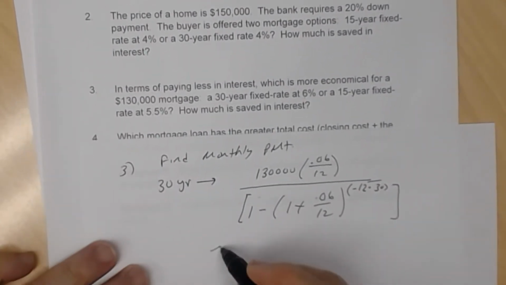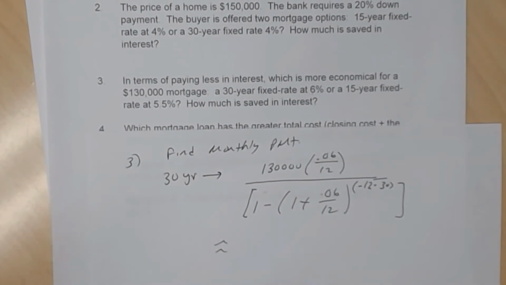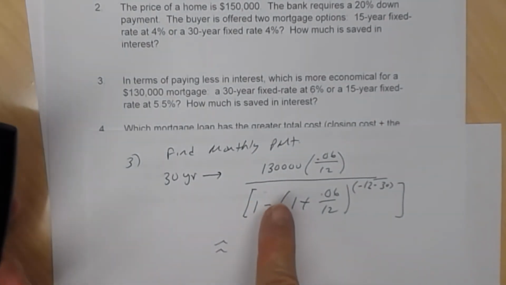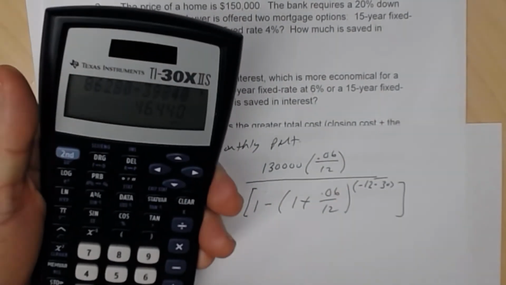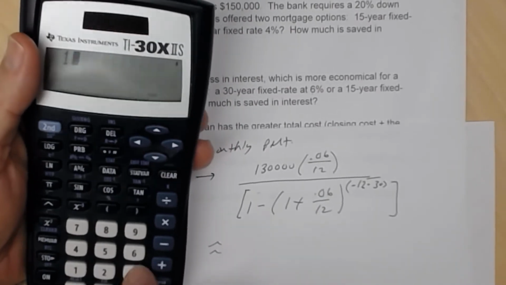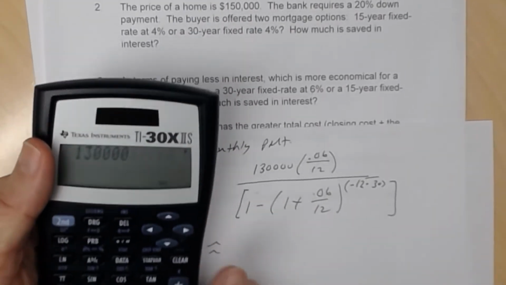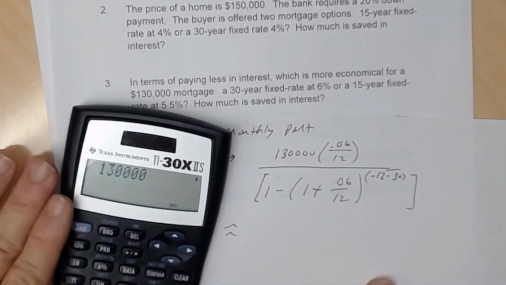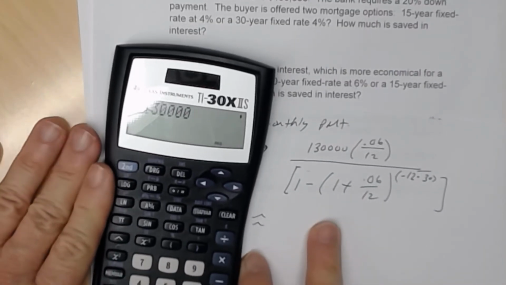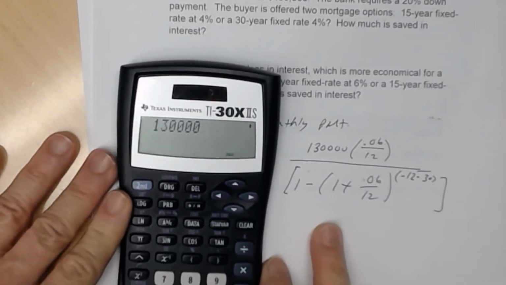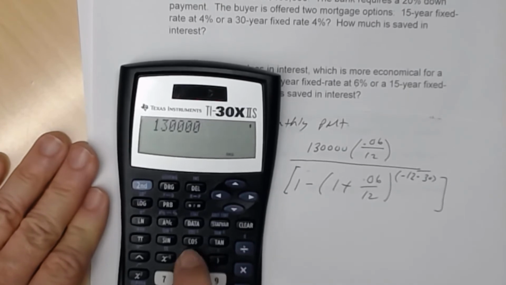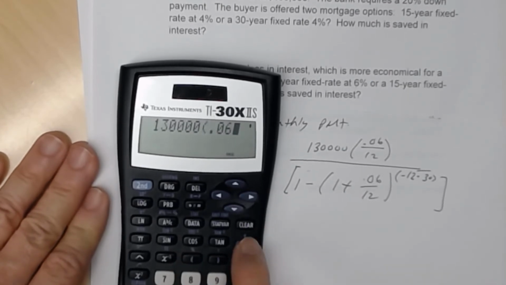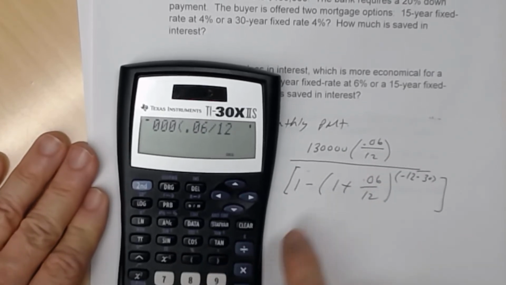All right, so now let's use a calculator. So let's find the monthly payment for the 30 year. Okay, so $130,000. See if I can do this. All right, $130,000. Parentheses, 0.06 divided by 12. Close the parentheses.